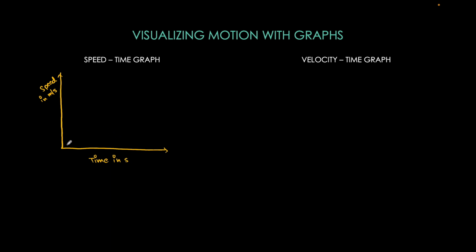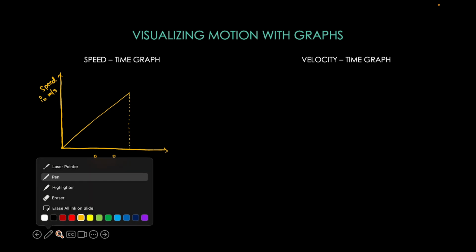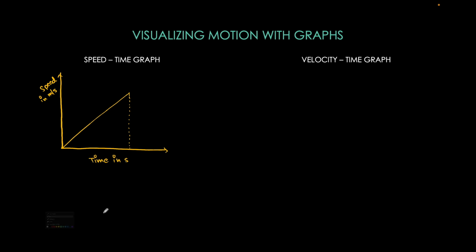So I'll draw a very simple curve and I'll just join this curve with dotted lines. Now the important thing to note is that if you can find the area under this curve, this area under this curve will give you distance.